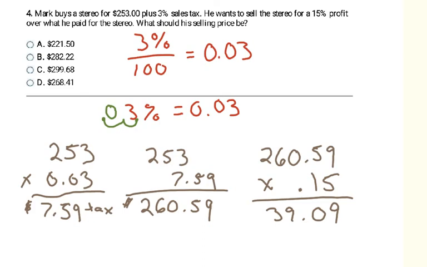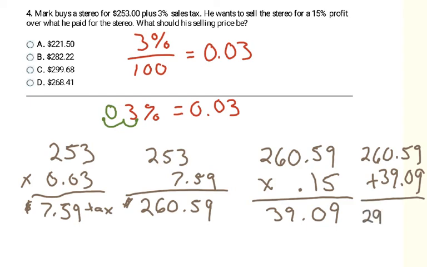So to find his selling price, I'm going to take that $260.59 and add it to the profit that he wants to make. And when I add those two numbers, I get the final answer of $299.68. That's what he needs to sell his stereo for to make a 15% profit. So his selling price should be letter C.